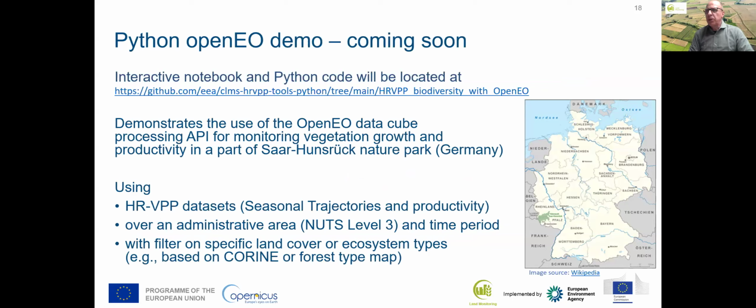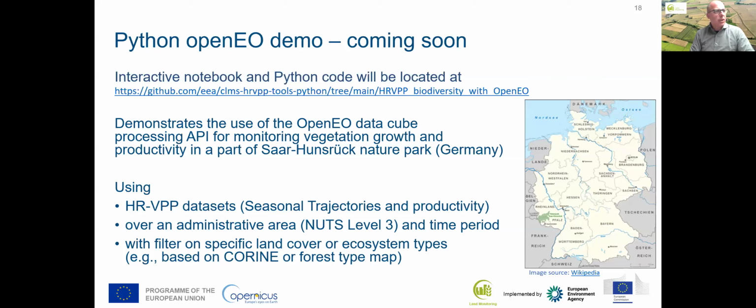So the link is there, so you can check at least in the course of next week. Probably it will be made available, where you can conduct a similar type of analysis as we did for the tree species in Germany, or whatever, at least where these different parameters are being used. So it uses the HR-VPP data sets, productivity, as well as the seasonal trajectories, if you really want to have the 10 daily data sets.